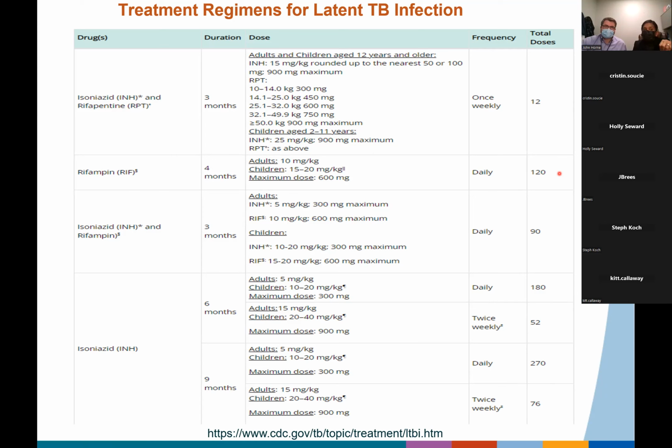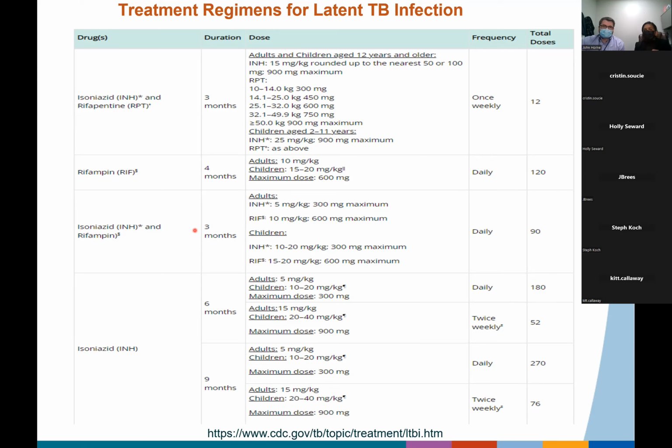And currently, actually, CDC prefers rifampin over INH because rifampin is only for 4 months, versus INH alone can be for 6 to 9 months. So I just really think, know your options and then see what works for your patient or not. There's another option, isoniazid with rifampin for 3 months, but it's daily. A lot of my healthcare workers like to just do that once a week and be done in 12 weeks.